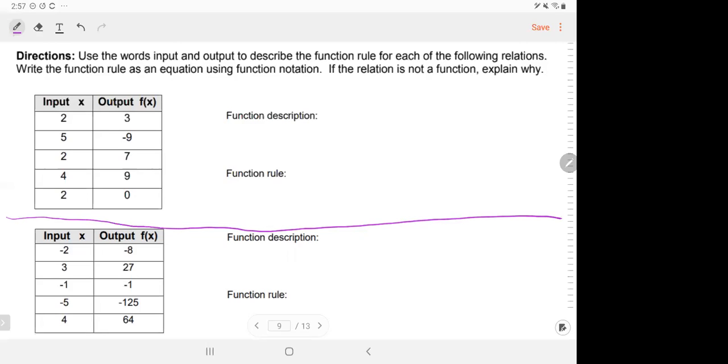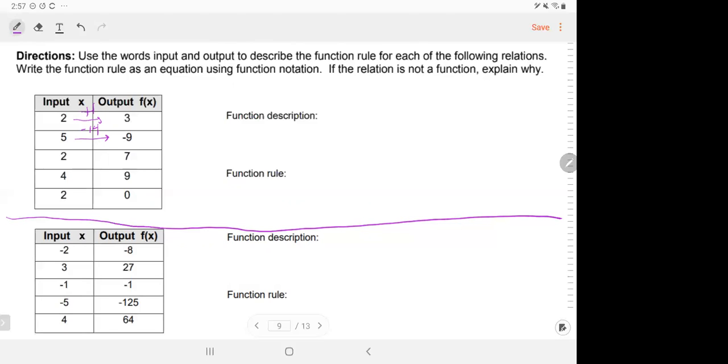So using the table, I'm going to try and figure out the rule and the description. So how would I get from 2 to 3? Well, right here, I would just add 1. How would I get from 5 to -9? Right here, I would subtract 14. Okay, right away, I have two different rules going on.